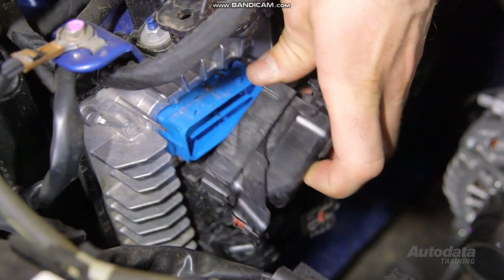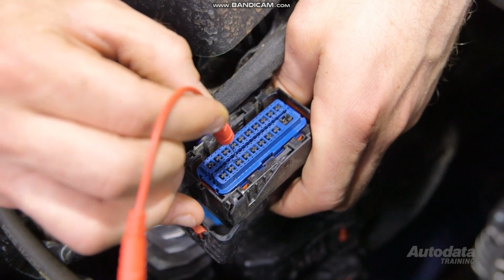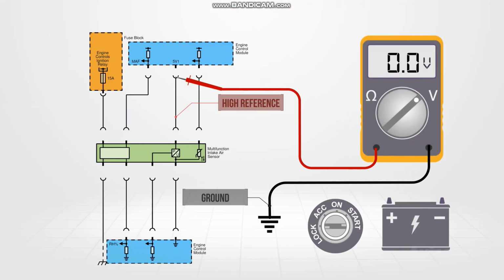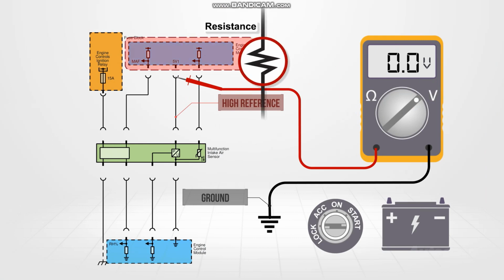But if the correct voltage still wasn't seen, disconnect the ECM harness connector and check for terminal tension and corrosion. With no evidence of corrosion or poor terminal tension, the excess resistance must be in the ECM.